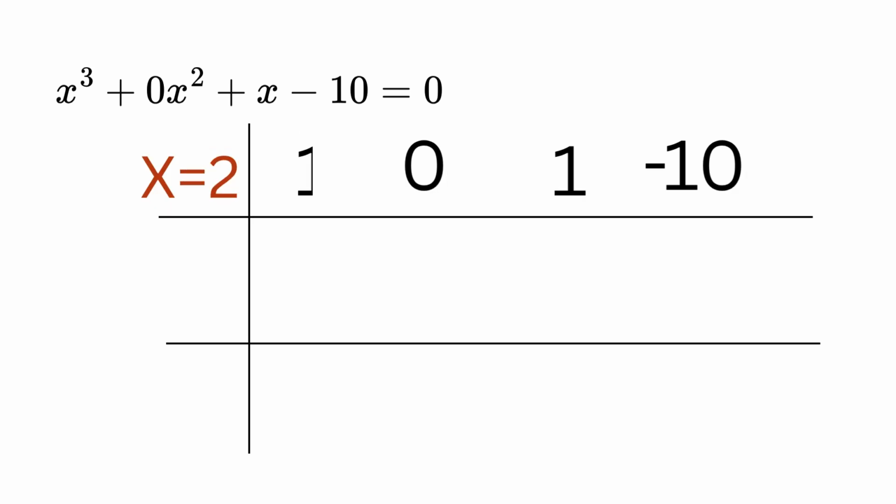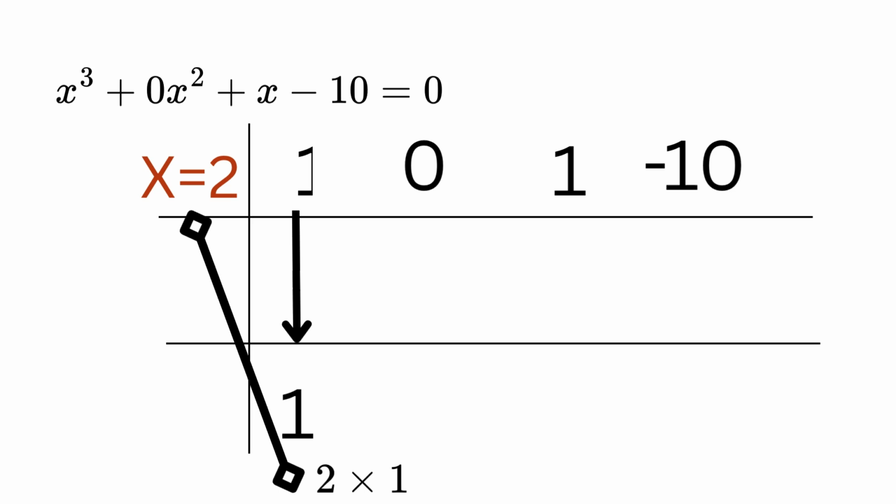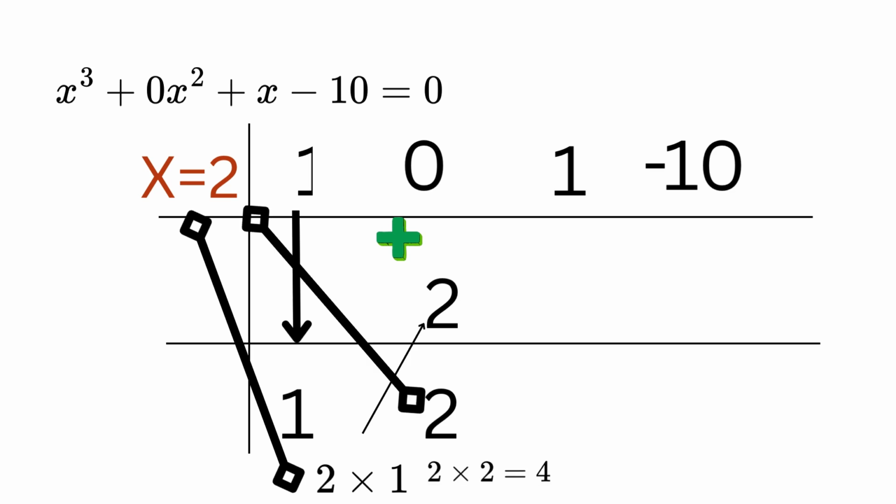Then write the coefficients of the equation. The x cubed coefficient is 1, the x squared coefficient is 0, the x coefficient is 1 and the constant is minus 10, and x is equal to 2 on the left hand side. Write 1 the same as it is. Then 2 multiplied by 1, write in the second column. Then add 0 and 2, 0 plus 2 is 2. Then 2 multiplied by 2 is 4, write in the third column. Now repeat the same process.